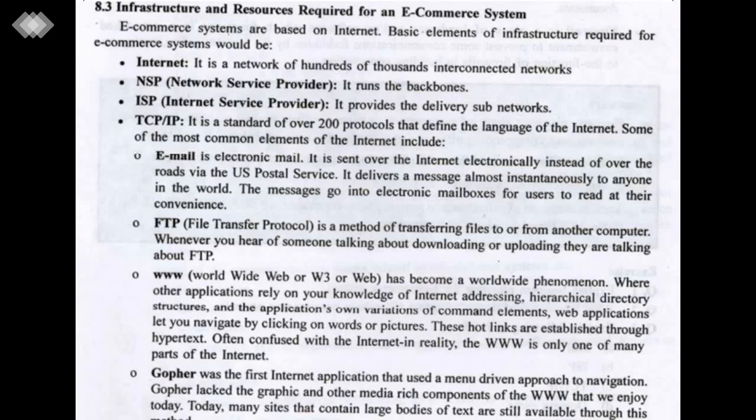The basic elements of infrastructure required for e-commerce systems are: the internet, a network of hundreds of thousands of interconnected networks; NSP, the network service provider, which runs the backbone; ISP, the internet service provider, which provides the delivery subnetworks; and TCP/IP, the standards of over 200 protocols that define the language of the internet. The most common elements of the internet include email, the electronic mail, which is sent over the internet electronically instead of over the roads via the US postal service.